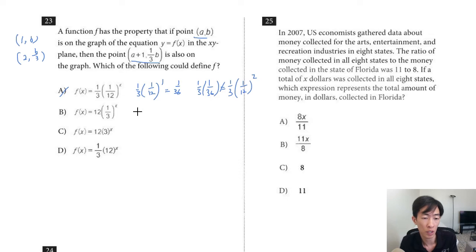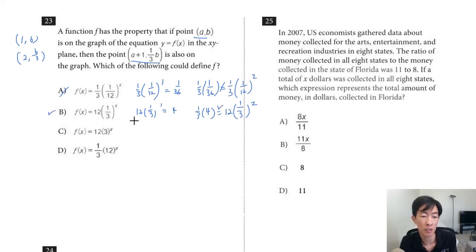Choice B, we've got 12 times 1/3 raised to the 1, and that's going to be 12 over 3, which is 4. And we'll do the same thing. We take 1/3 of 4, which should equal 12 times 1/3 squared, and so look what's going to happen. This is going to become 4 over 3. This is going to become 12 over 9. These are actually equivalent, so B is probably going to be the answer.